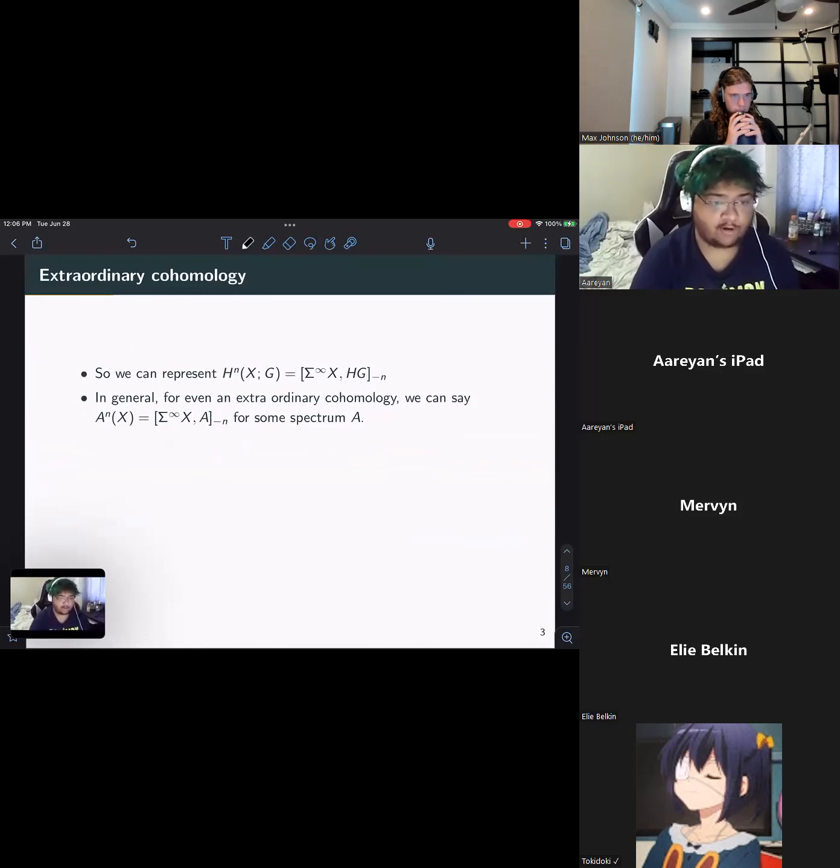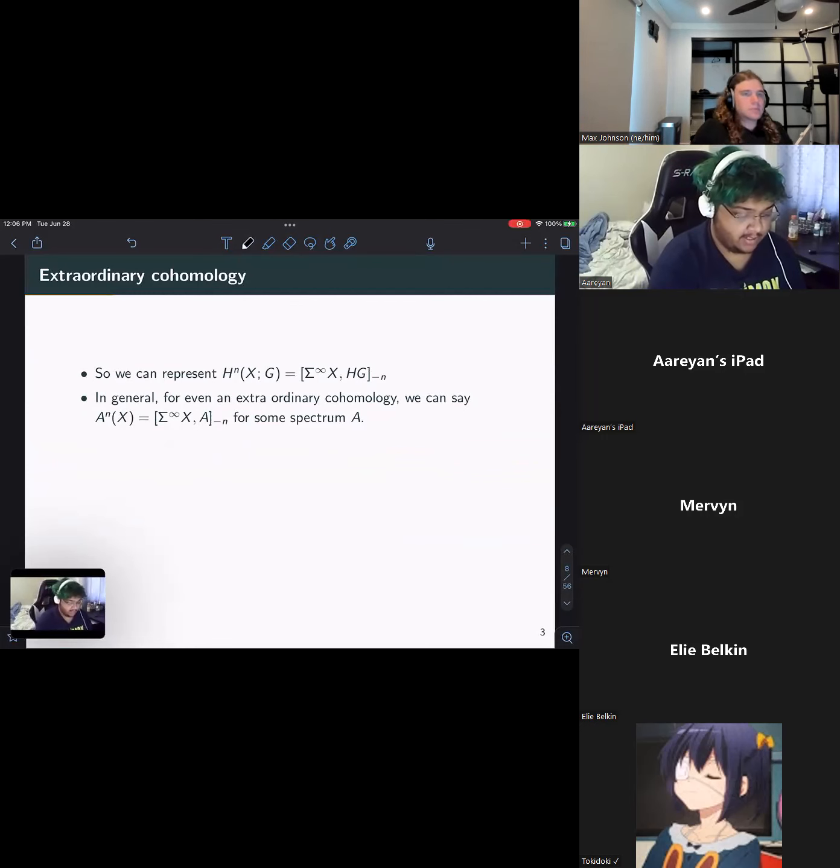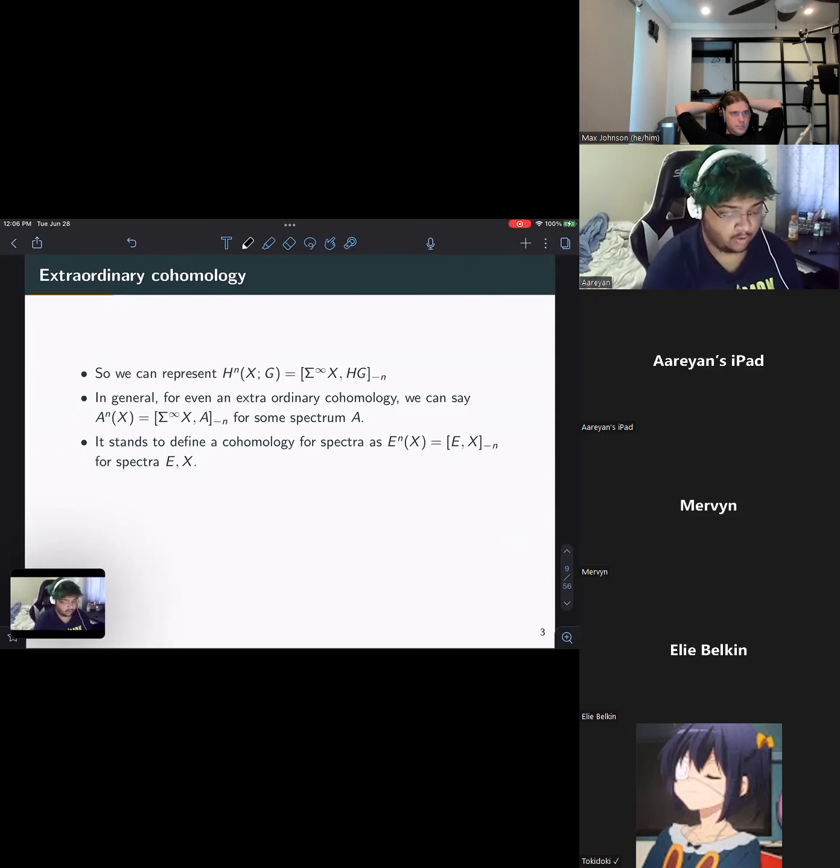Now it turns out that for a general cohomology theory, including extraordinary ones, we can represent them in the spectra category in the same manner. So that's the motivation for why we want to define cohomology on spectra, because really it's just a natural extension of how we define extraordinary cohomology. And it stands to reason there's no reason this only needs to be a suspension spectrum. Why not allow it to be everything? So this is the natural definition of cohomology then.